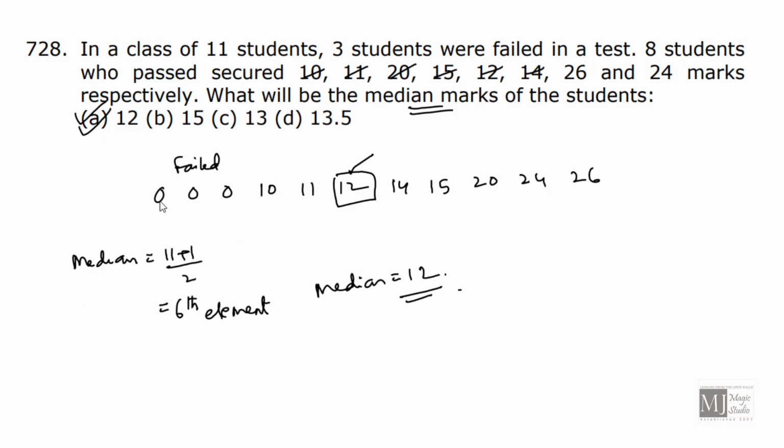So whatever be the score of these 3 people, that would be less than 10 because they have failed, and obviously they would have scored less than 10. So that doesn't make any difference to our median. Median is not affected by the presence of extreme values. If this is 26 or 26,000 even, then also median would be 12.